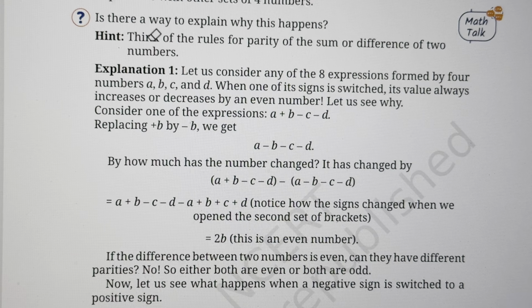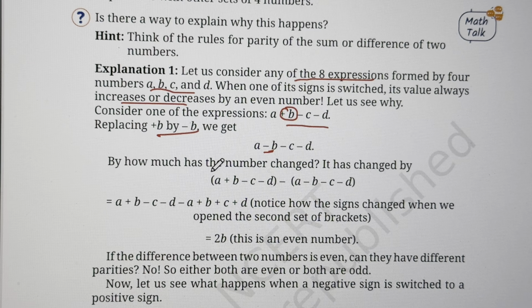So explanation 1: let us consider any of the 8 expressions formed by 4 numbers. Instead of numbers, here we are given letters A, B, C, D. When one of its signs is switched, its value always increases or decreases by an even number. Let us see why. Now here the expression is A plus B minus C minus D. Now instead of this plus B, it is replaced by minus B. So by how much has the value changed?